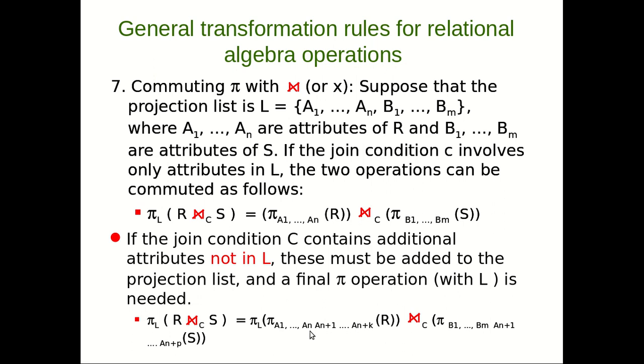That is, project A1 up to An and A n plus 1 up to A n plus k. These are the additional set of attributes that are there in the condition. For both relations you can do that, that is, project B1, B2, BM and the additional attributes. Then after projecting, you do the join operation on the condition. This is also commuting project and join.